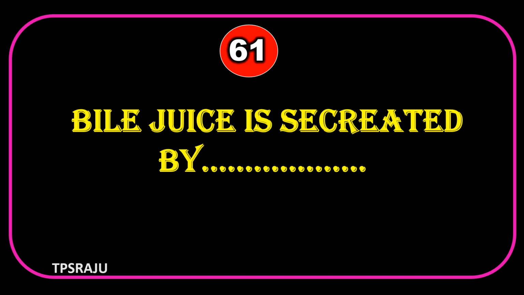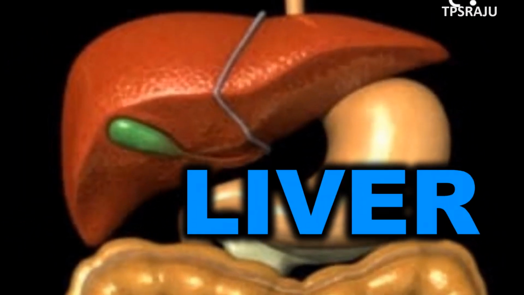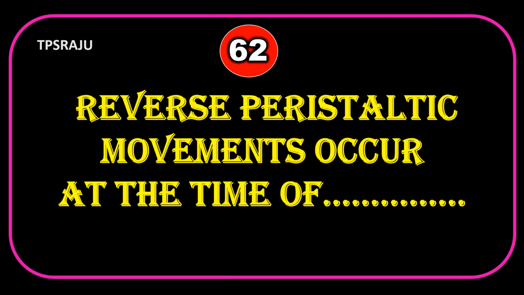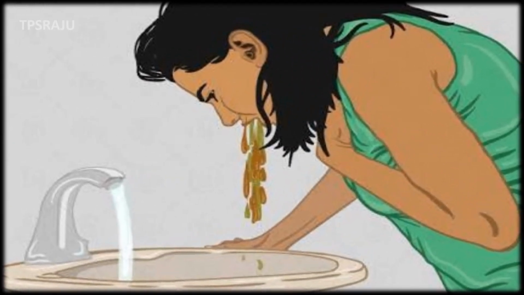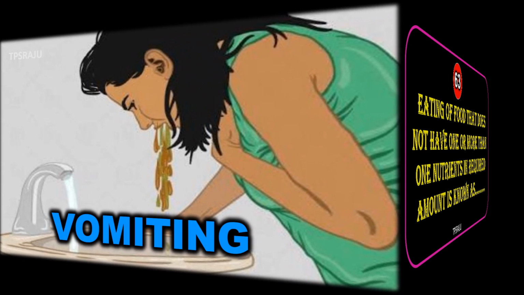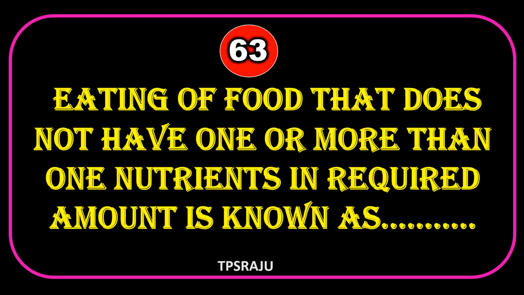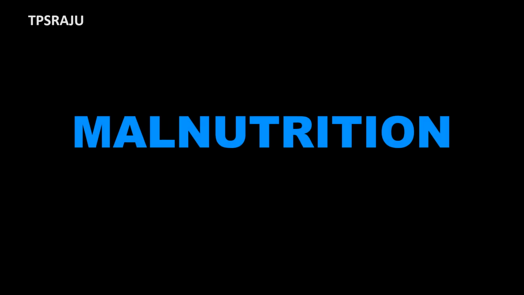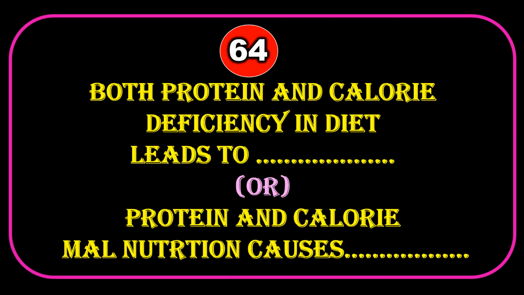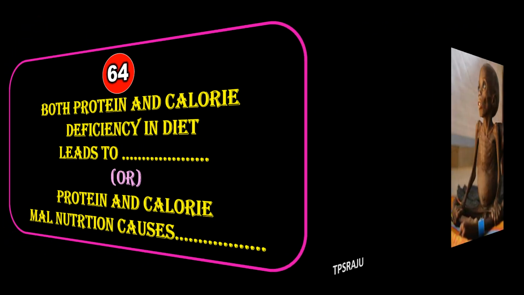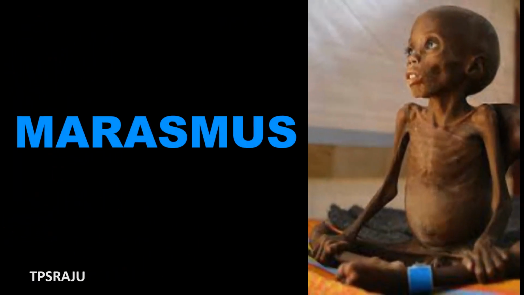Bile juice is secreted by liver. Reverse peristaltic movements occur at the time of vomiting. Eating of food that does not have one or more than one nutrient in required amount is known as malnutrition. Both protein and calorie deficiency in diet, or protein and calorie malnutrition, causes marasmus.